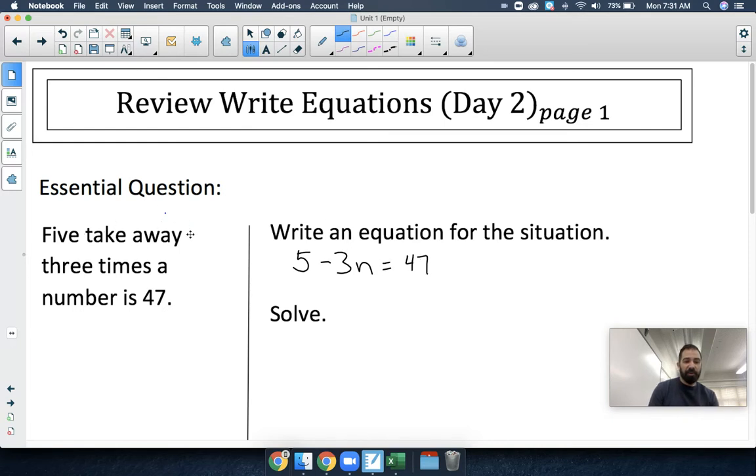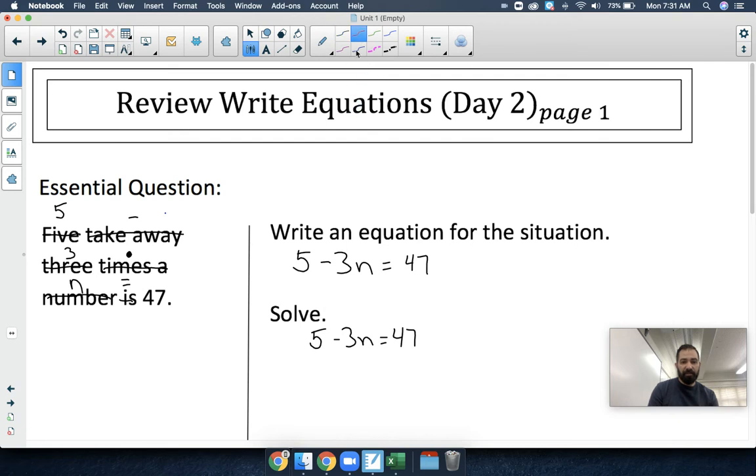If you look in our phrase here, we can cross them out. 5. We know take away means minus. We have 3 times a number, and a number is our variable. We use n. And we know is equal, and then 47 stays as 47. Then we can solve it just like we would before. So let's do that. 5 minus 3n equals 47.